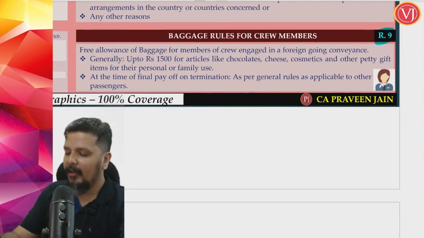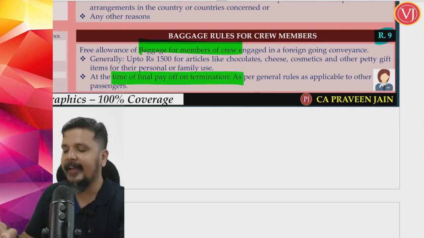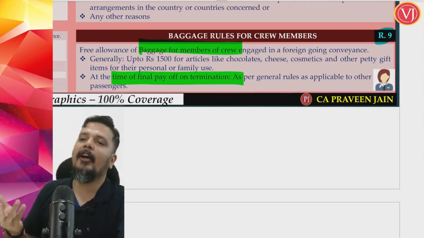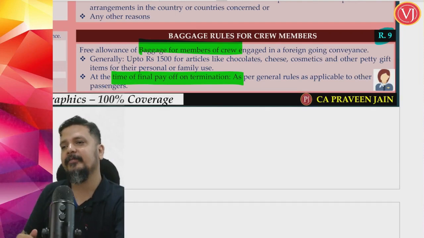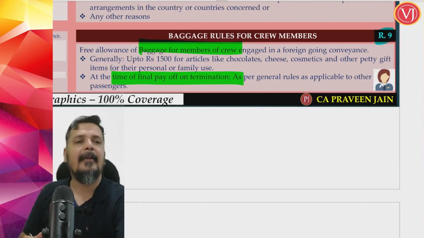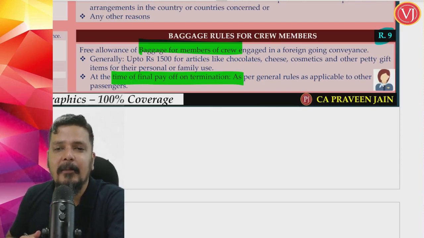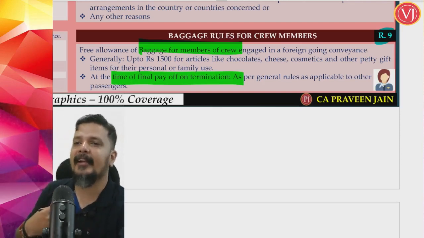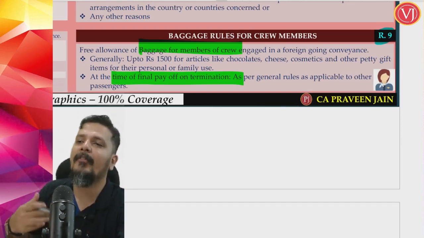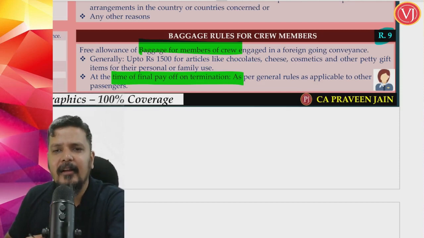We will not give baggage exemption to crew members except at the time of final payoff on termination, which means except at the time of the last travel. If I am a crew member who has resigned from that airline or shipping line, and I am coming along with that same airline or shipping line, at that point of time I am technically not the crew member, I am technically the passenger. At that point of time, I can take the relaxation, because I am more of a passenger than the crew member. I may be still employed, but I am about to leave that job.